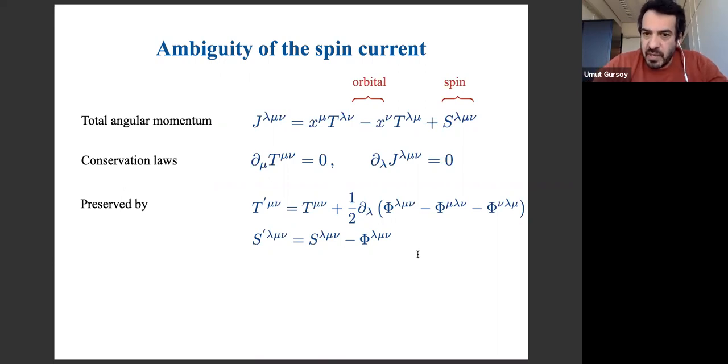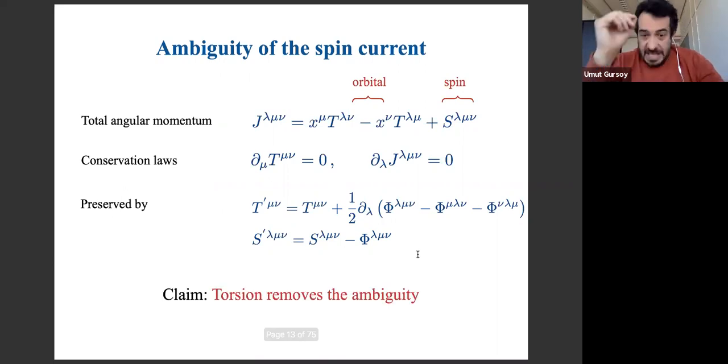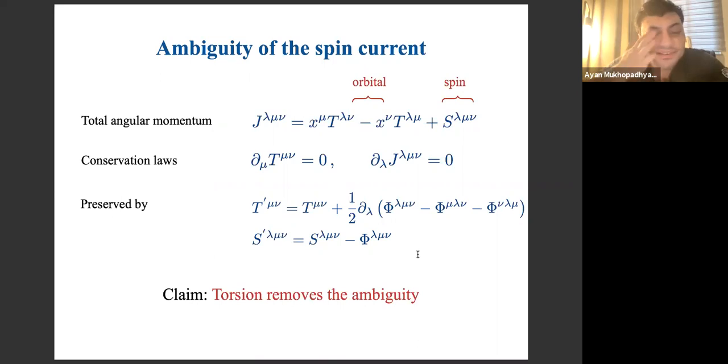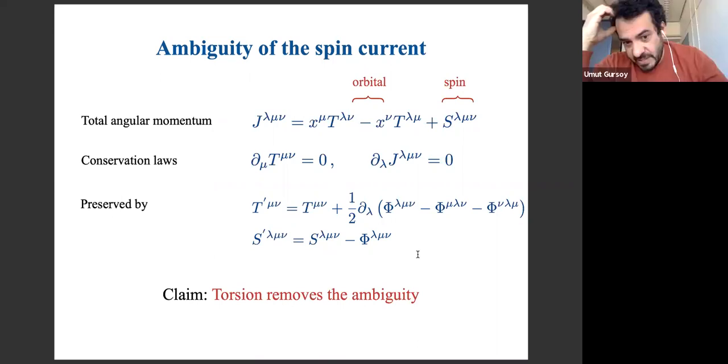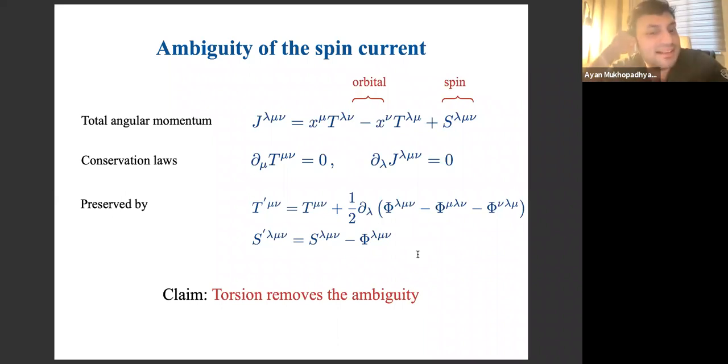So what are we talking about? The claim, this is exactly what I was going to ask you. So yeah, exactly. You can set the S to zero then. You can completely set the S to zero, exactly.